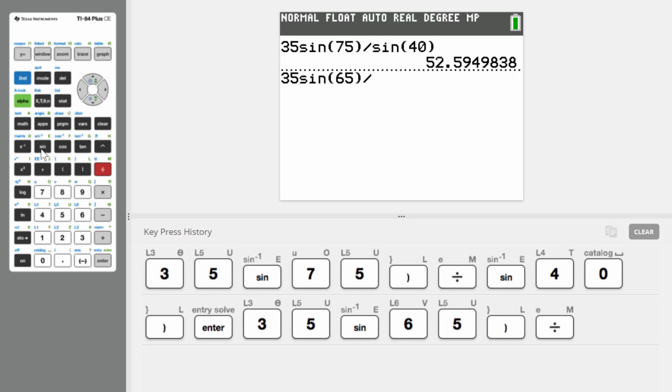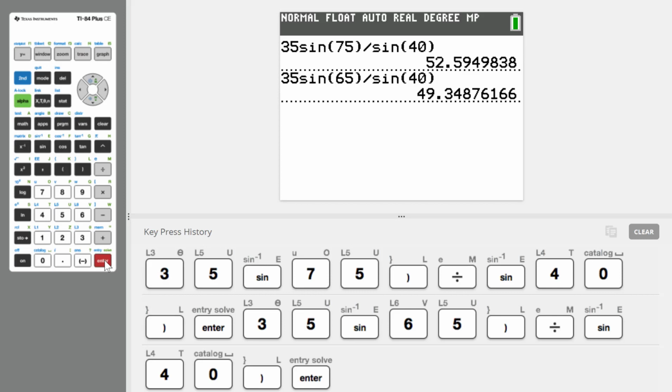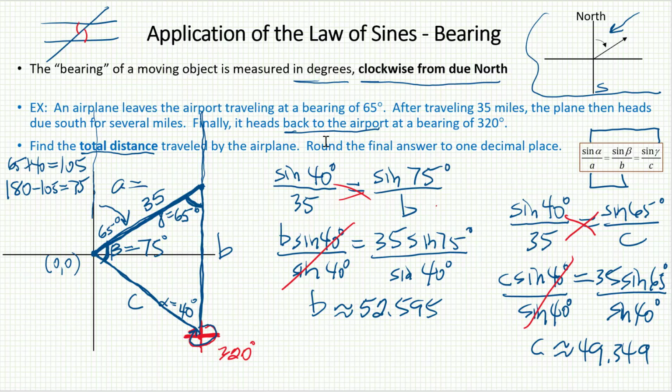Let's see, 35 sine 65 over sine 40 looks like 49.349. Let's see, do these answers make sense? Alpha is the smallest angle, and A is the smallest side at 35. Next would be 65 degrees across from the 49. Yes, that's the medium side, and then the biggest angle is 75 across from the biggest side. So all of this makes sense.